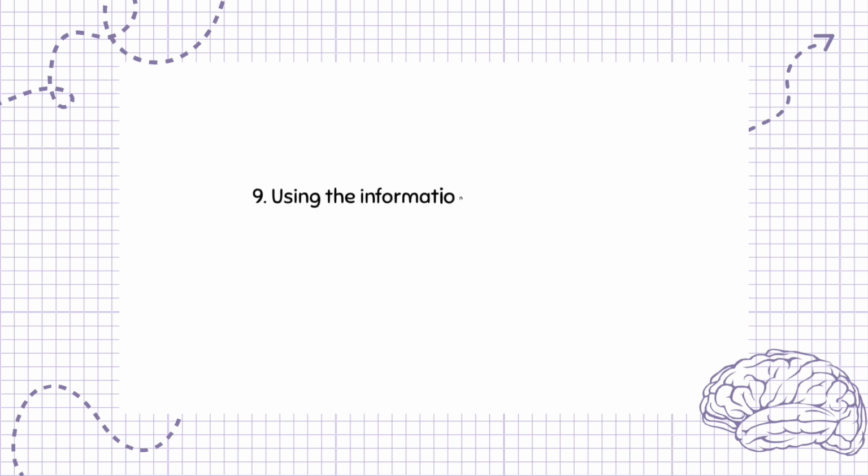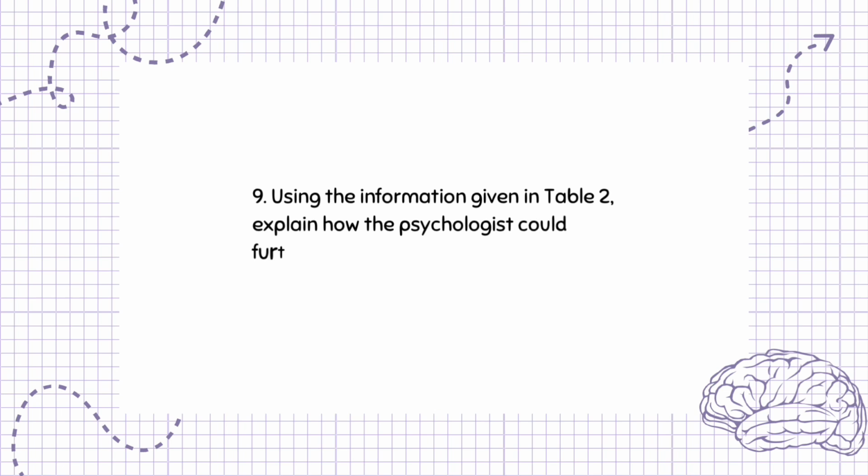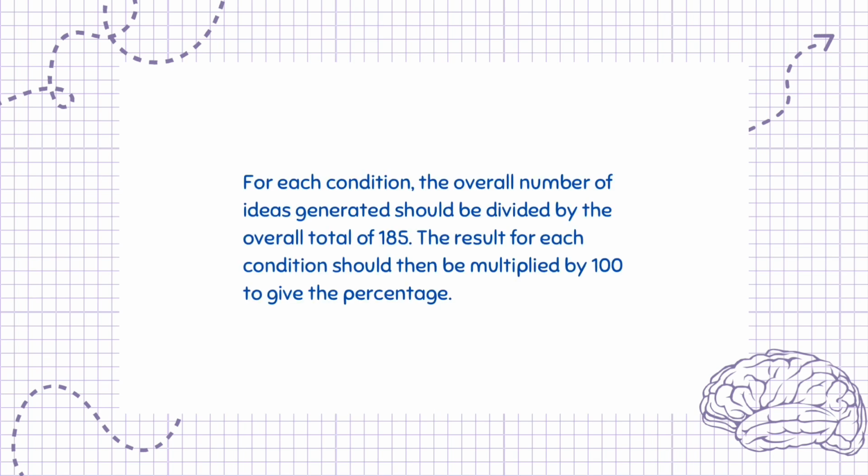Question 9. Using the information given in Table 2, explain how the psychologist could further analyze the data using percentages. 2 marks. For each condition, the overall number of ideas generated should be divided by the overall total of 185. The result for each condition should then be multiplied by 100 to give the percentage.